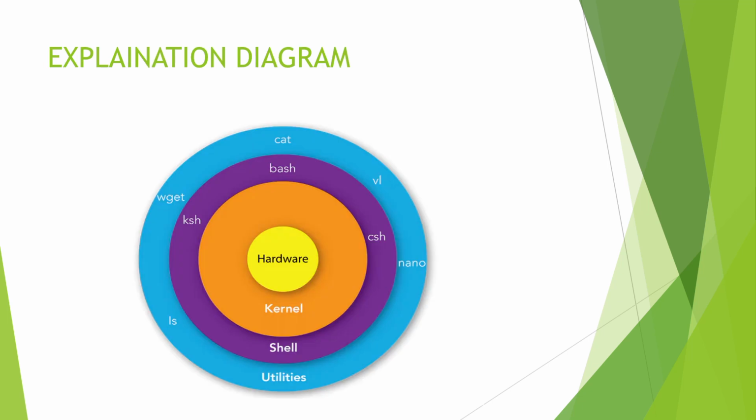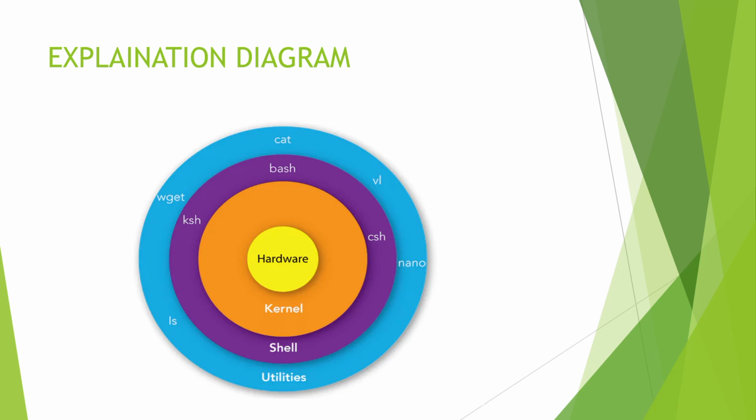Here is an explanation diagram. This diagram represents the structure of an operating system and its components, showing the relationship between hardware, kernel, shell, and utilities. Each layer surrounds and interacts with the layer inside it. Hardware is the physical computer hardware, such as the CPU, memory, and storage devices. It serves as the foundation of the system, providing the resources required for the operating system and applications.